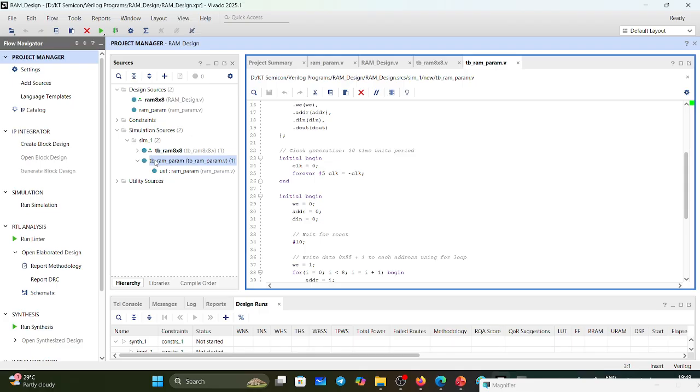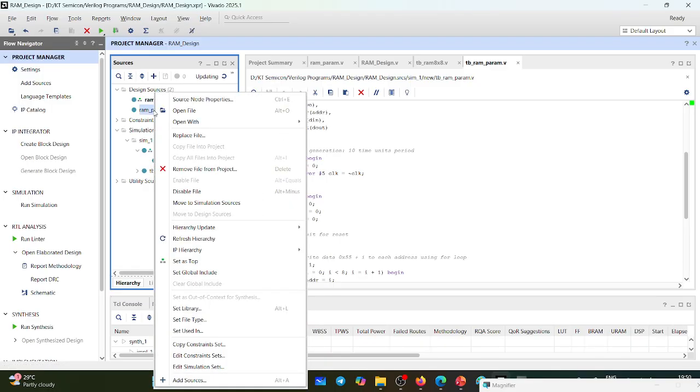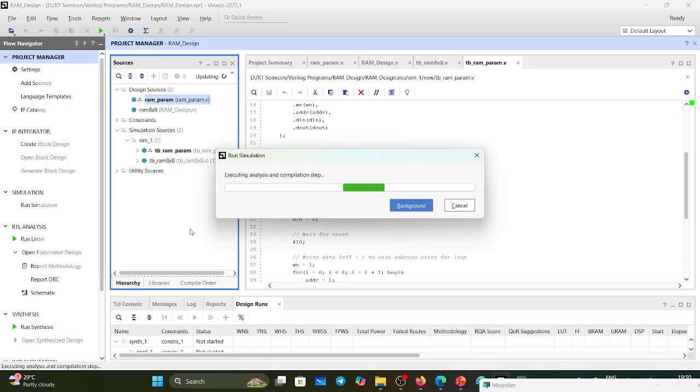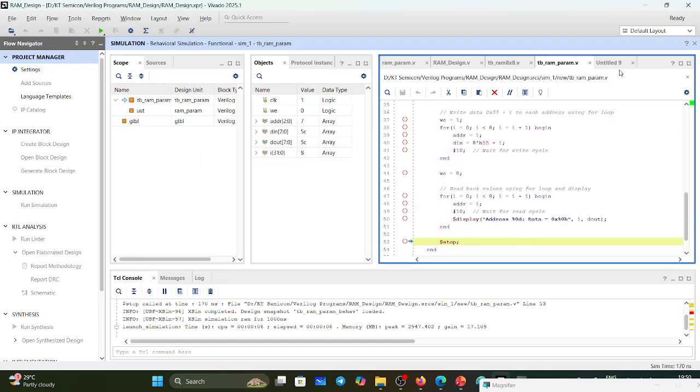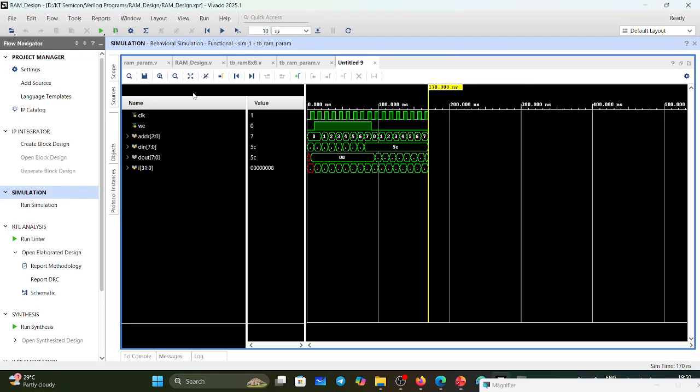You need to set as top module: RAM parameter, right click, set as top, and again RAM parameter, set as top, and run the simulation, run behavioral simulation. So you can see the output by using the parameter.